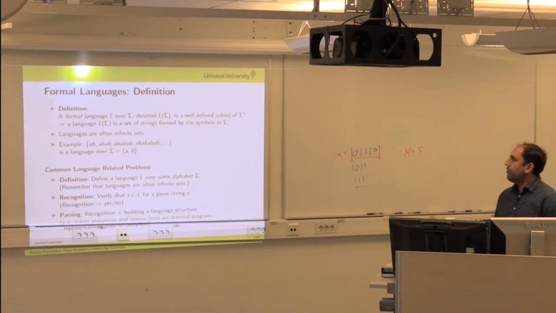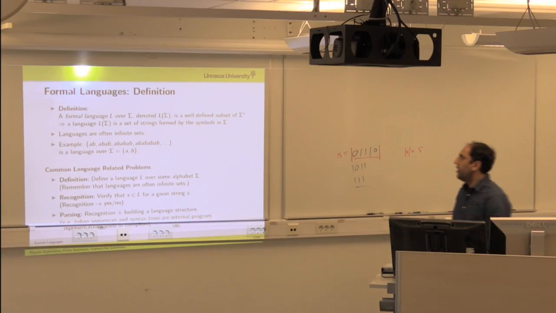Okay, and then if we have to formally define this, we can say that a formal language L over the alphabet sigma, denoted by L as a function of sigma, is a well-defined subset of the closure.